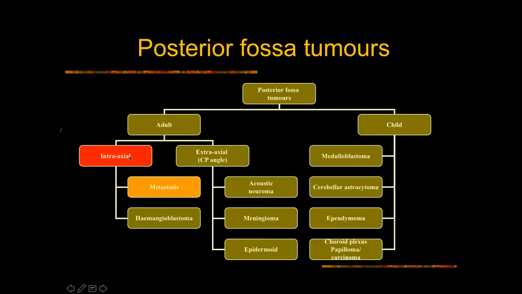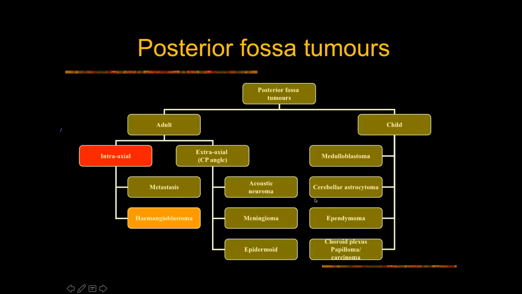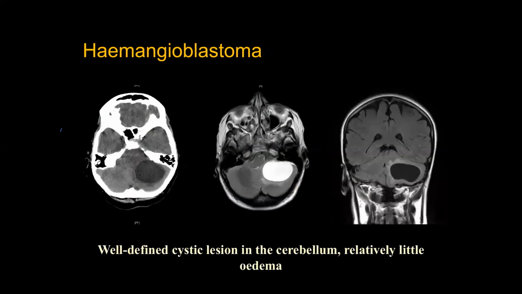When you have an adult intraaxial tumor in the cerebellum, the commonest lesion is going to be a metastasis most of the time. Big lesion, cystic, necrotic, enhancing component. But why is this not hemangioblastoma? You look at the rim here. There's rim enhancement. In hemangioblastomas, the rim tends not to enhance. This is a tumor, metastasis.